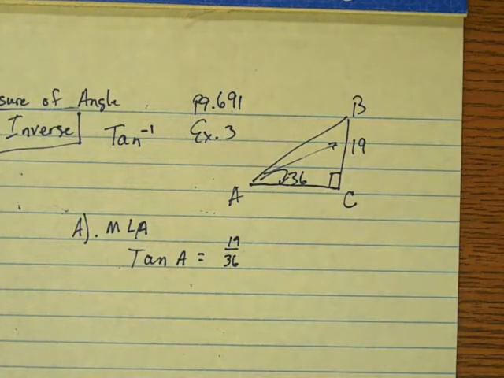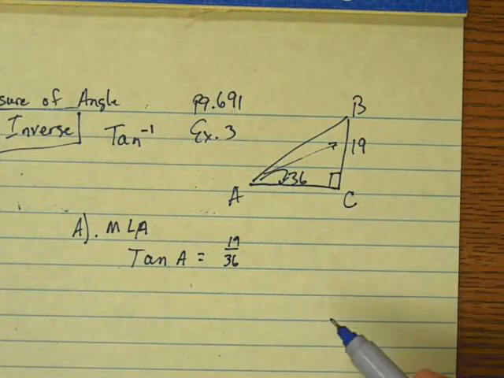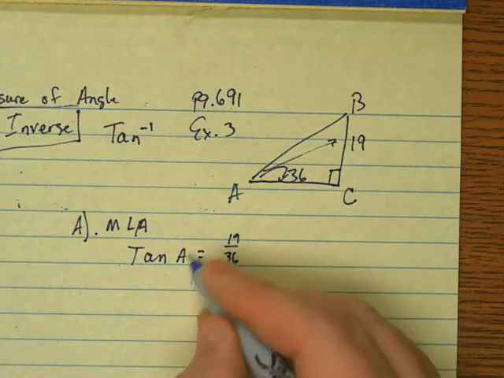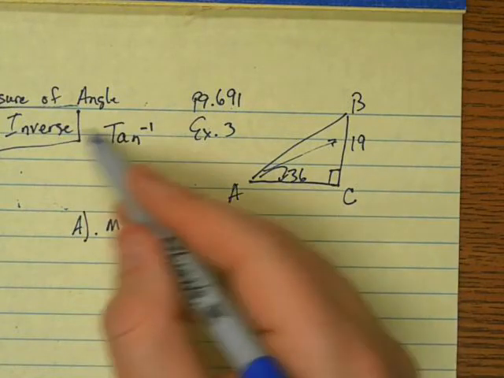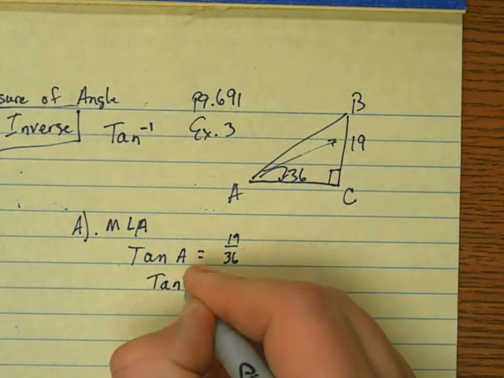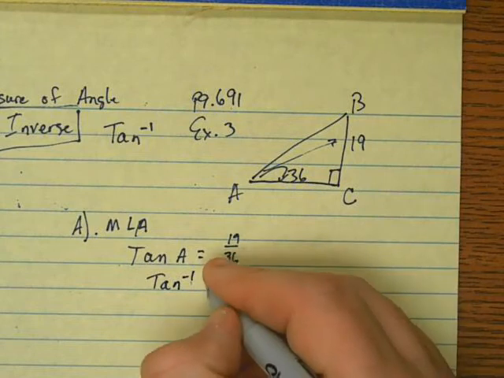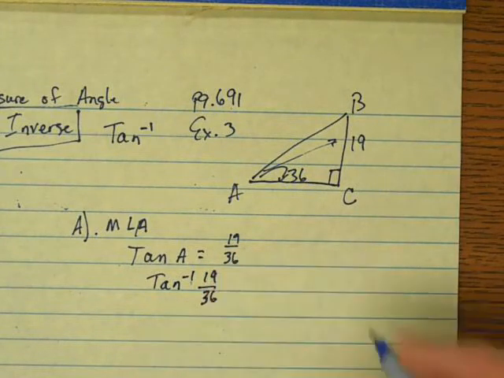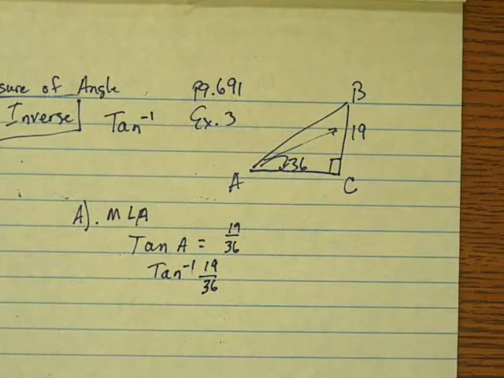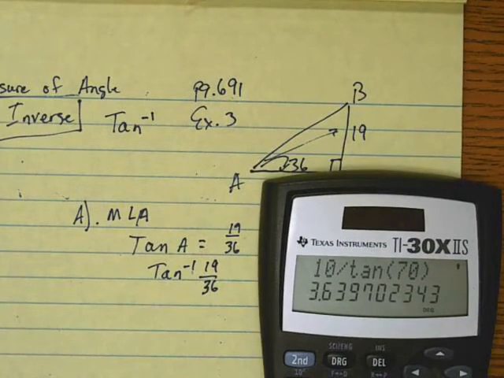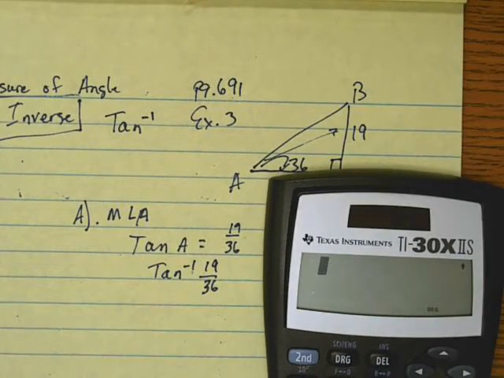Good? Well, it's similar. It's just you have to use the inverse button. Okay? And so tangent of A, anytime we're finding the angle, we want to use the inverse button. So we're going to go to the tangent inverse of 19 over 36. Now notice that I dropped the equal sign, because I'm finding the measure of the angle. It's the inverse tangent. Let me show you how this works.